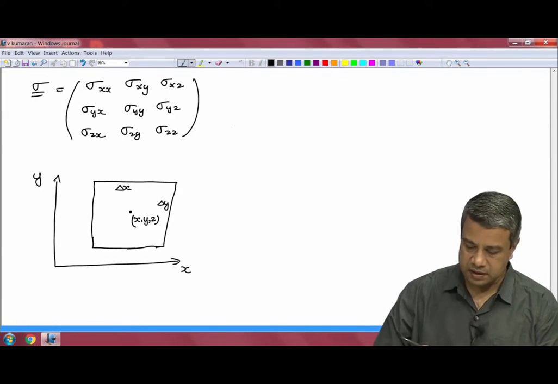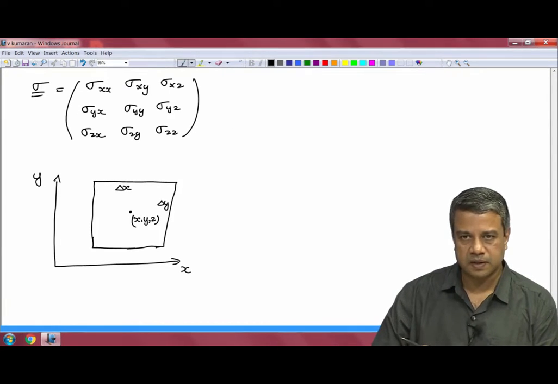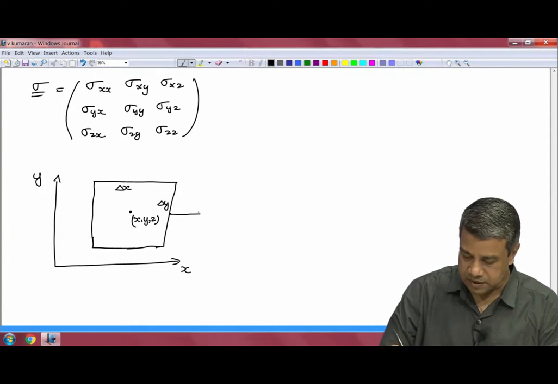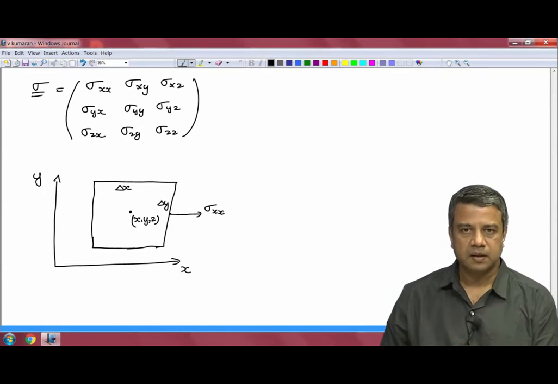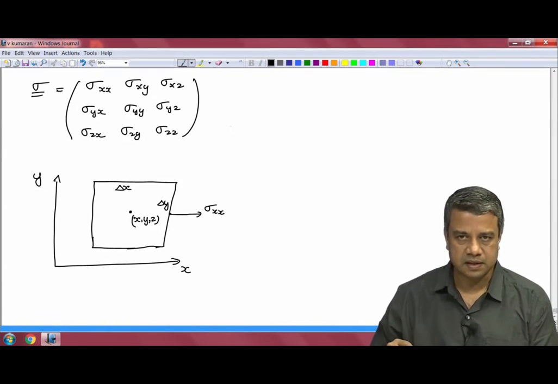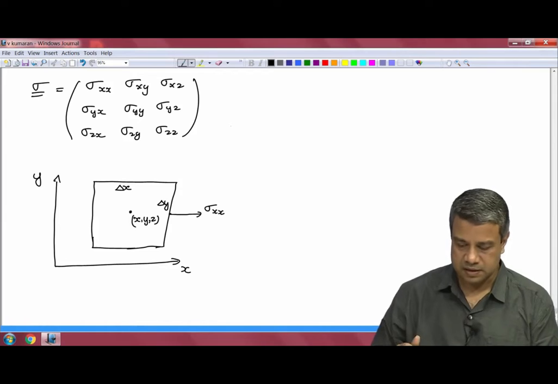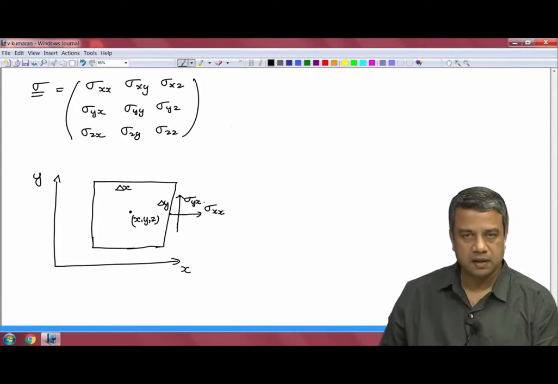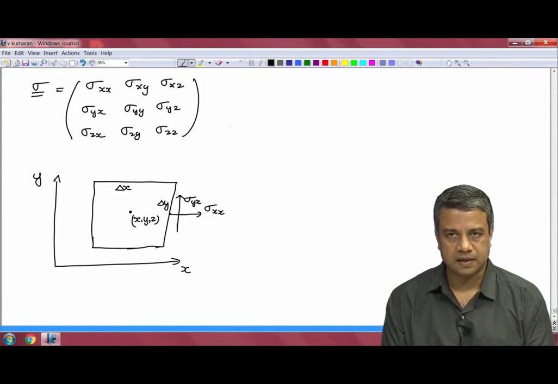You can see that at the right face, the unit normal is in the x direction. Therefore, the force in the plus x direction is sigma xx. Because the unit normal is in the plus x direction, the force here is sigma xx, and the force in the y direction is sigma yx, at this right face.